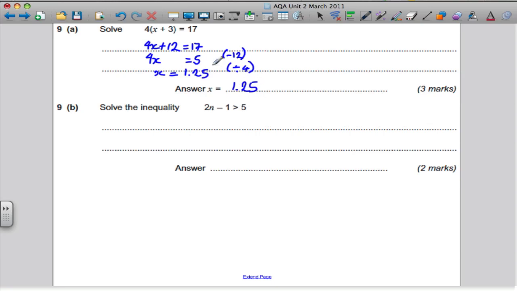A little double check to see if it's right. 1.25 plus 3 is 4.25, or 4 1/4. 4 1/4 times 4 is 17, so I know I got that right. Okay, solve the following inequality. Remember, just think of this as an equal sign, just taking into account that if you multiply or divide by a negative, you swap the sign in the other direction, but in this case we won't have to do that. Think of it like an equals, add 1 to both sides, so you get 2n is bigger than 6, then divide both sides by 2, n is bigger than 3. N bigger than 3 is our answer.